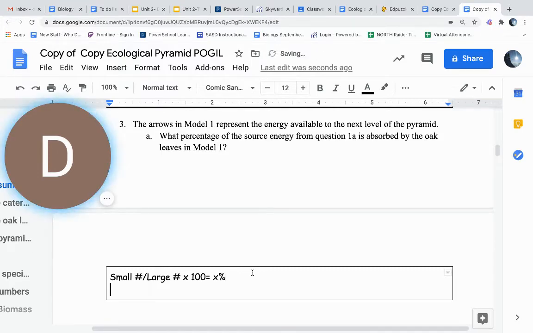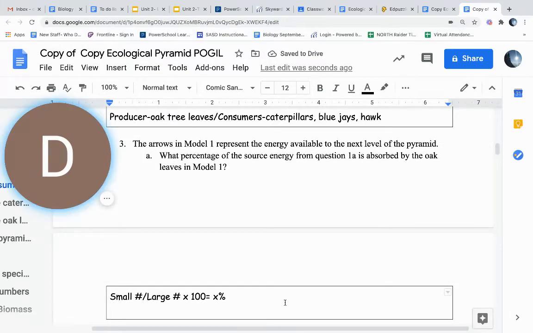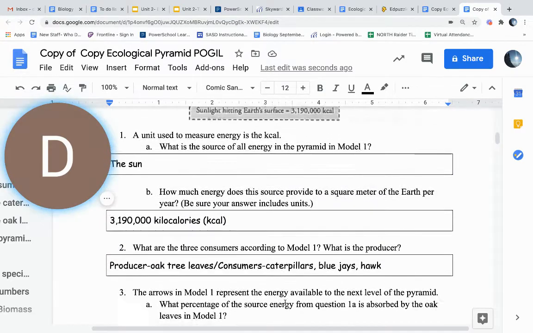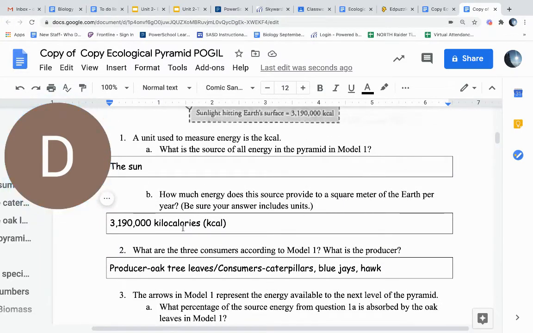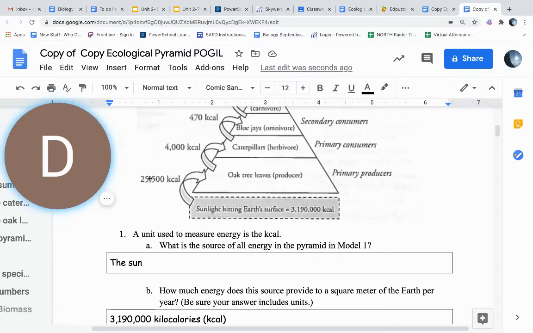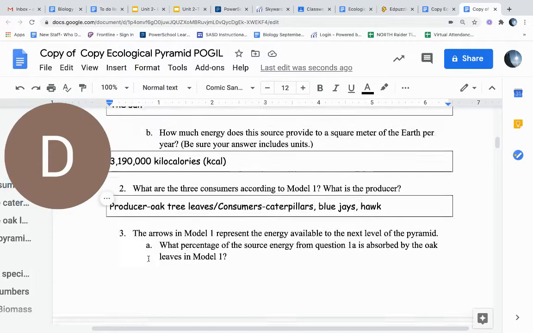So essentially that is the formula that we are going to use. In this case, we want to know what percent of the entire sun's energy, so that's going to be our large value, this 3 million, do the oak leaves absorb? So the oak leaves, we find, only get 25,500 kilocalories out of that 3 million.